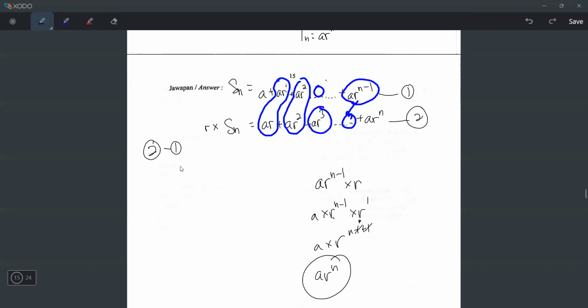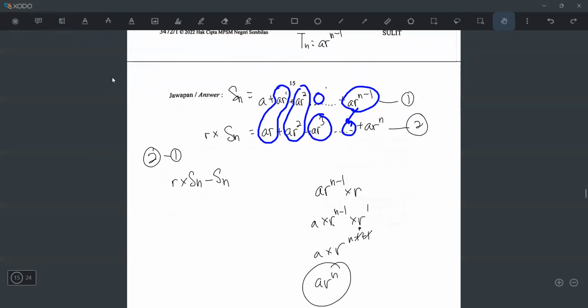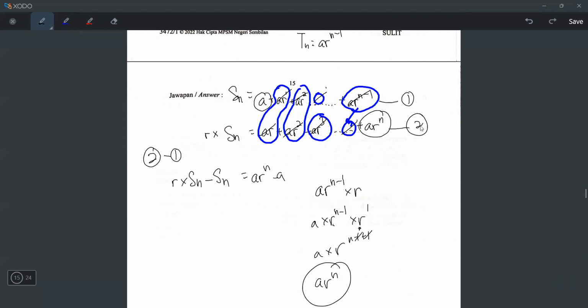So it will be what? r times Sn minus Sn, right? And that equals equation 2 minus equation 1. What happens when I take AR minus AR? They cancel and become 0. This one minus this one cancels also, and this one minus this one also. I'm just left with A and AR power n. It doesn't matter how many terms I have, because they end up cancelling each other. So I'm left with AR power n minus A, because I'm taking equation 2 minus equation 1. That's why I have to write this one first, then minus this. So that's what I end up with.